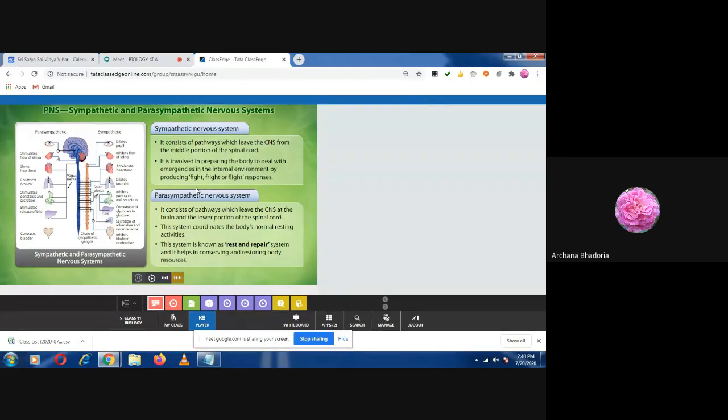So could you see these nerves in the figure? Look, it is said middle of the spinal cord. What is said? These nerves all arise from the middle of the spinal cord. So the spinal cord is extending from here. Could you see everyone my cursor?